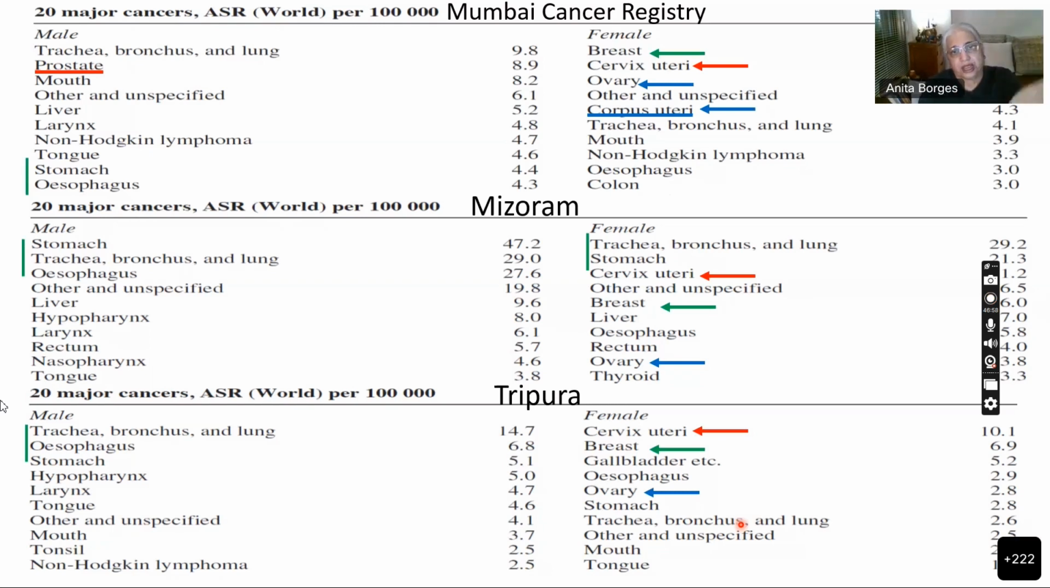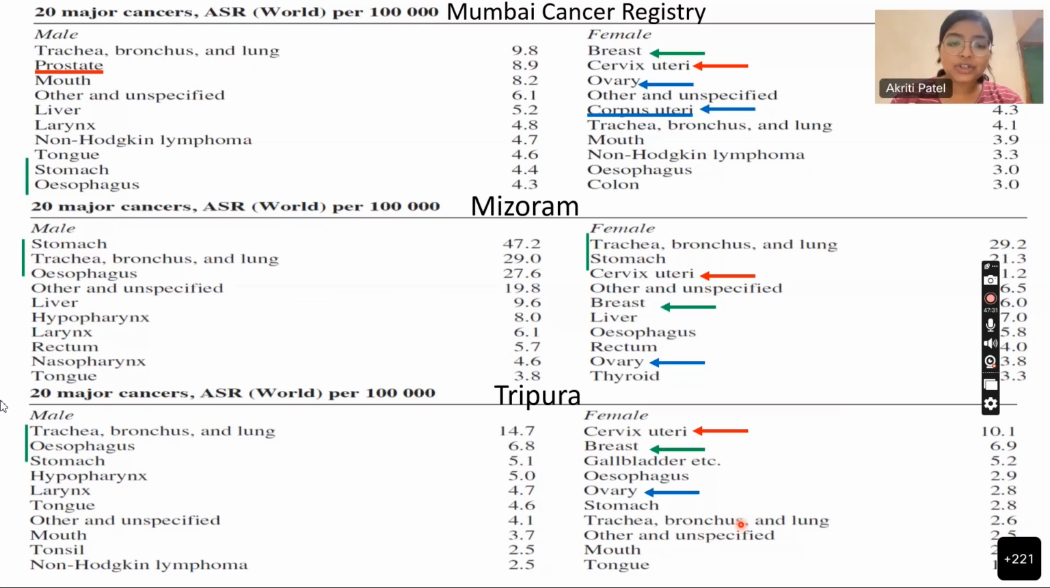And down the line. See, look at this now. In stomach, in Mizoram, you have 47.2. What is that? 47.2% of the men in Mizoram have stomach cancer. That means 50% of them are healthy and 47% have stomach cancer. What are these figures, please? What is the denominator? Akriti?